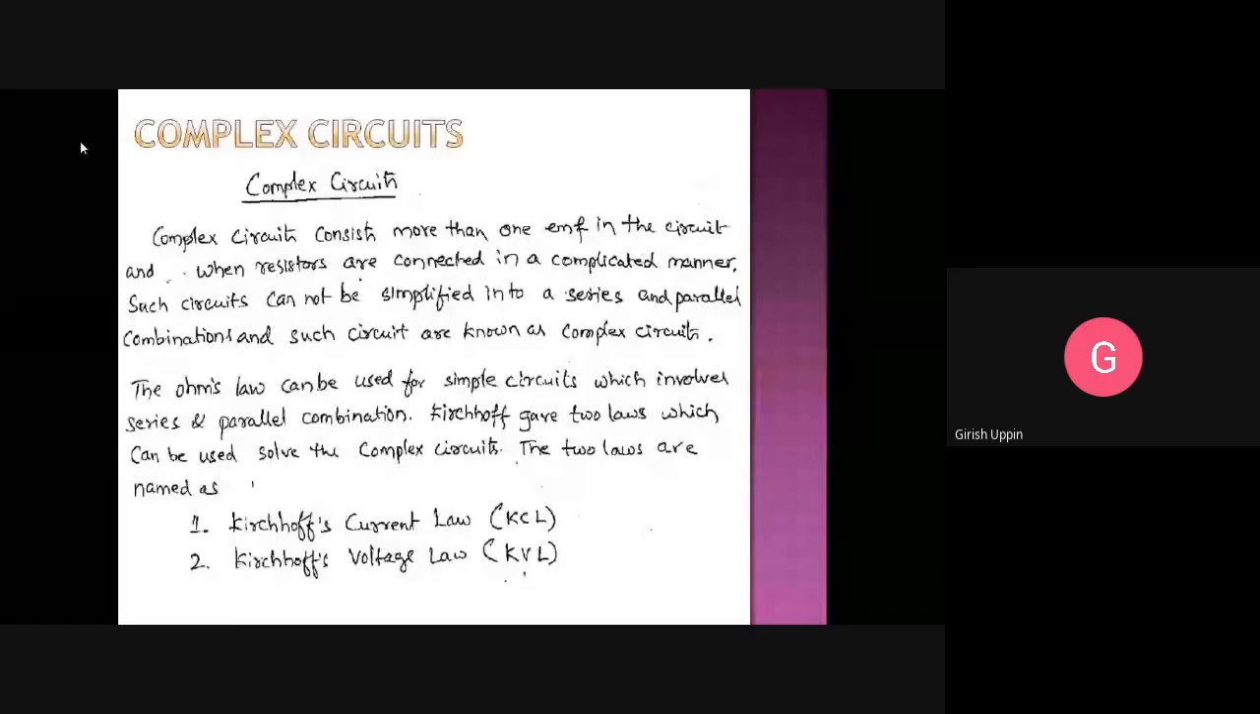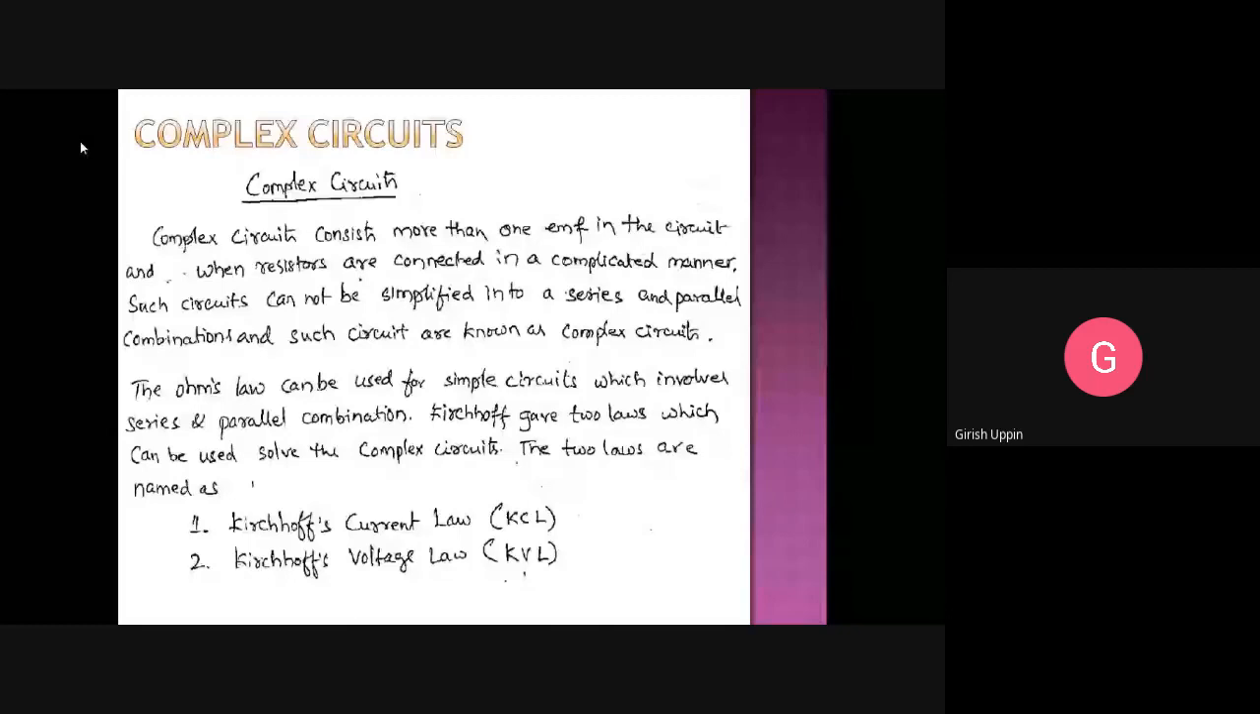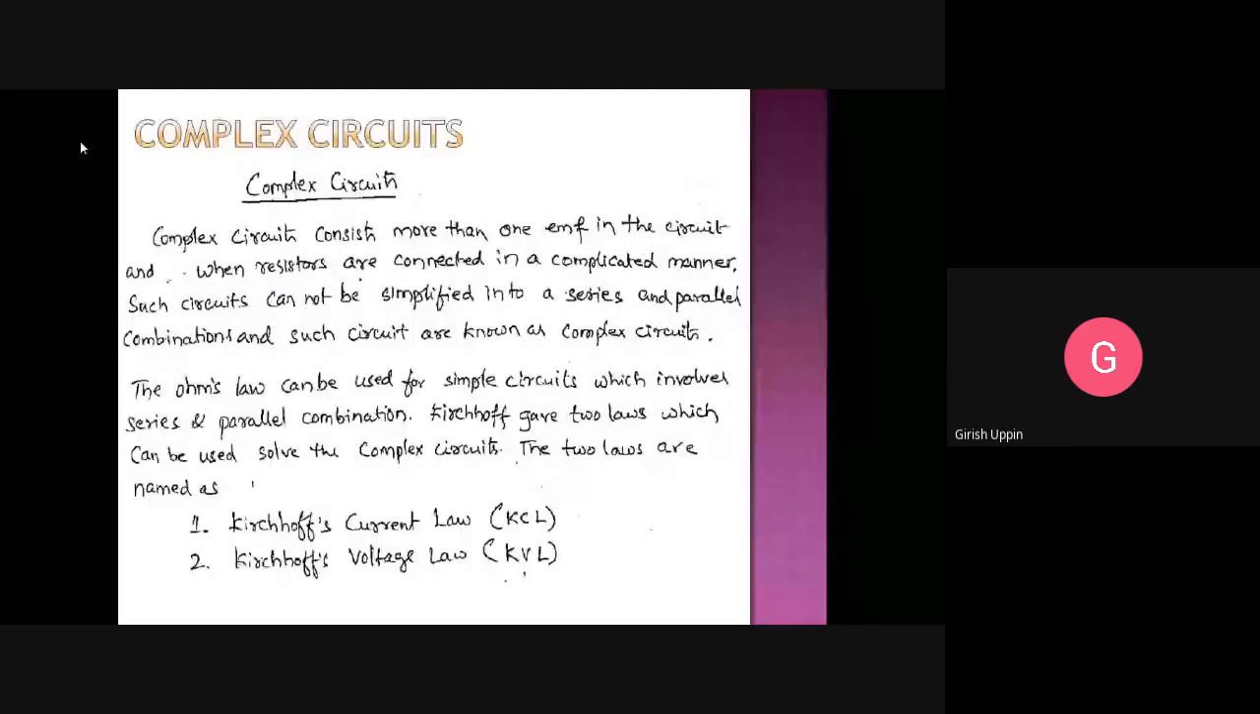So already we have seen simple circuits. Simple circuits are where you can easily identify whether it is series or parallel, and you can apply Ohm's law and be able to solve simple circuits. To solve complex circuits, we will be using Kirchhoff's laws. Kirchhoff provided two laws, one for the current, called KCL, Kirchhoff's current law, and Kirchhoff's voltage law, that is KVL.